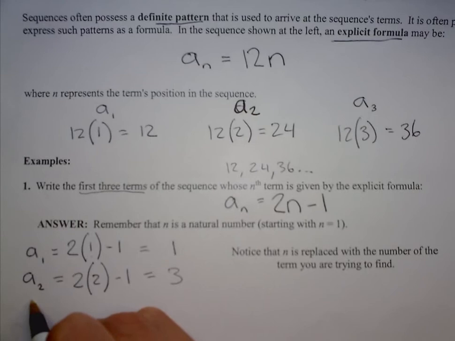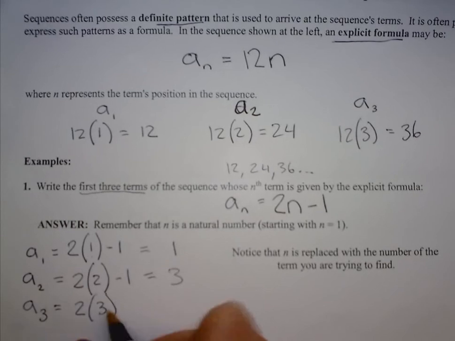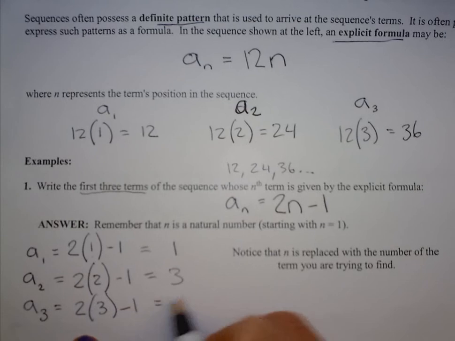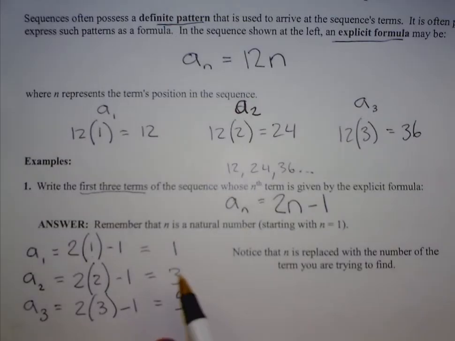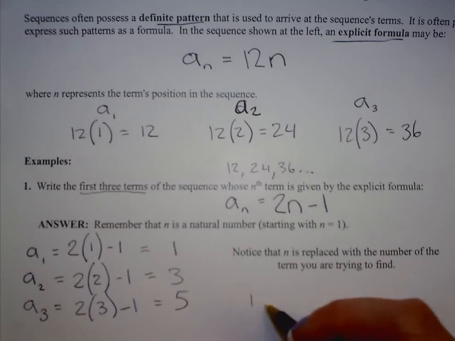Now I want the third term. So 2 times 3 is 6, minus 1 is 5. So that means my first 3 terms are 1, 3, and 5.